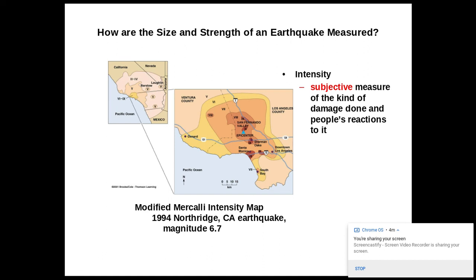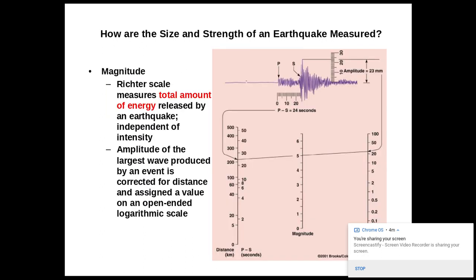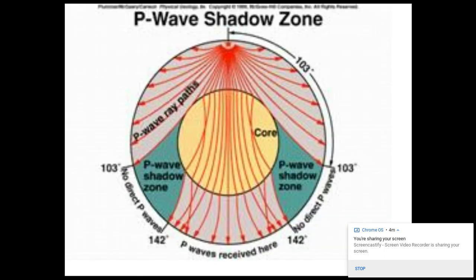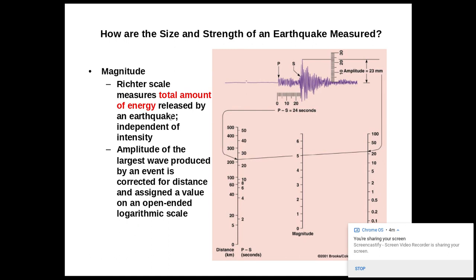If there's an earthquake in the middle of a desert where nobody lives, you're not using the Mercalli scale because it doesn't work for anything. The scale that most people know of and have heard of is what we call the Richter scale. Okay, 7.5 on the Richter scale, 5.2 on the Richter scale. Richter scale measures the total amount of energy released by the earthquake, independent of intensity. Intensity is Mercalli scale. Richter scale is just the strength of it, the magnitude of it, the power of the earthquake.